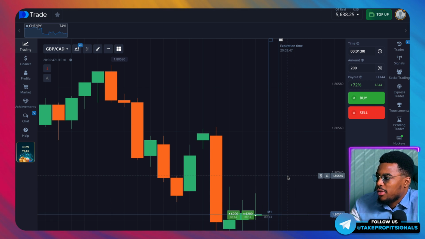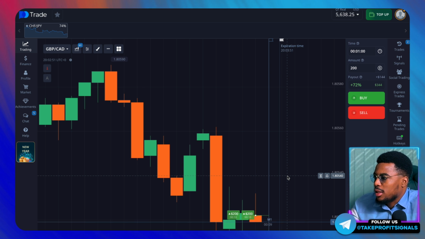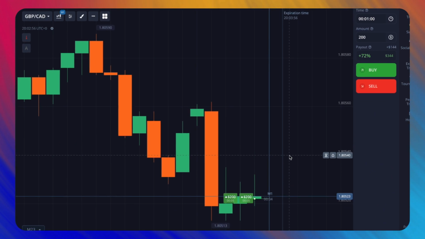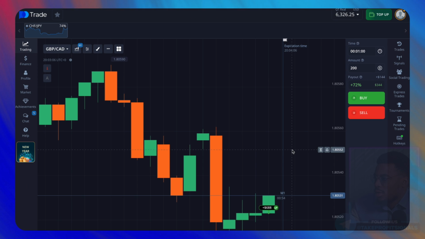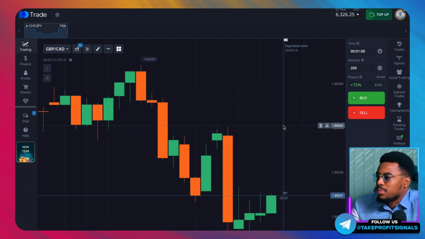15 seconds are left until the trades are completed. Let's see how it all ends. So our balance has already increased by almost 1,000. Let's move on.